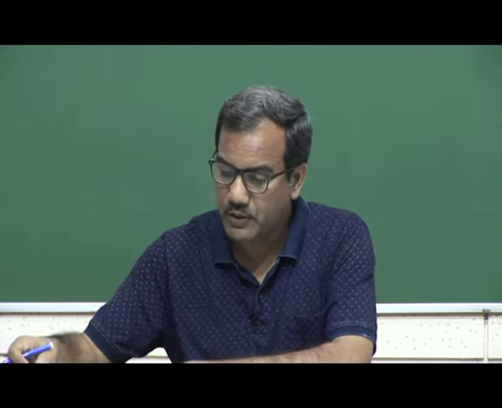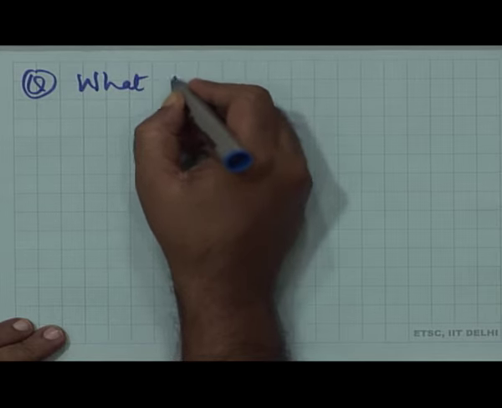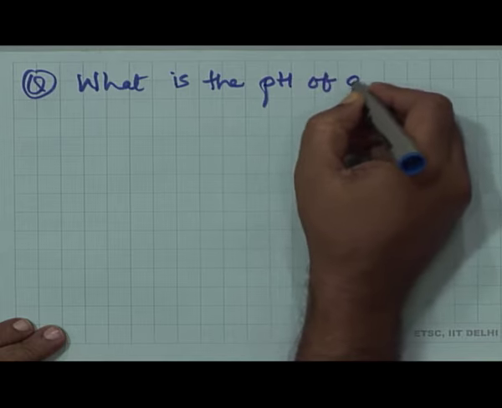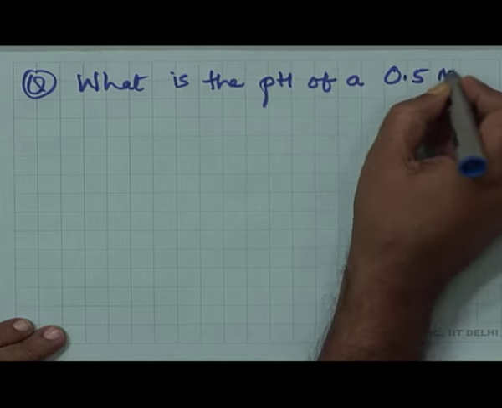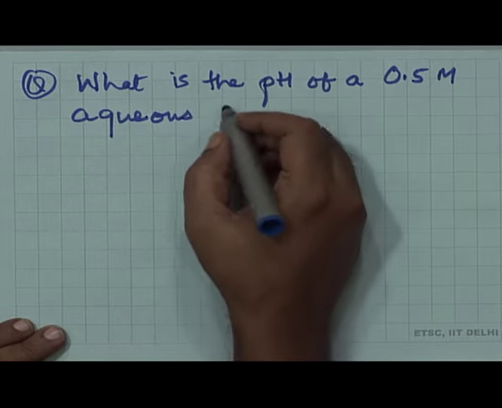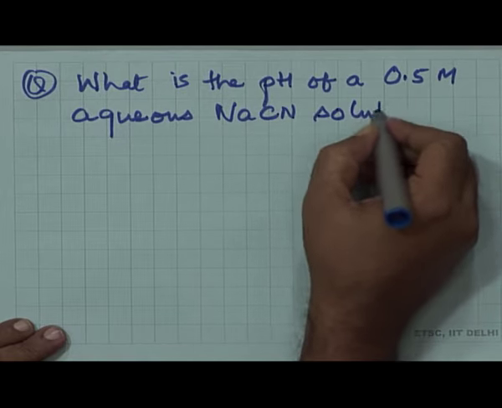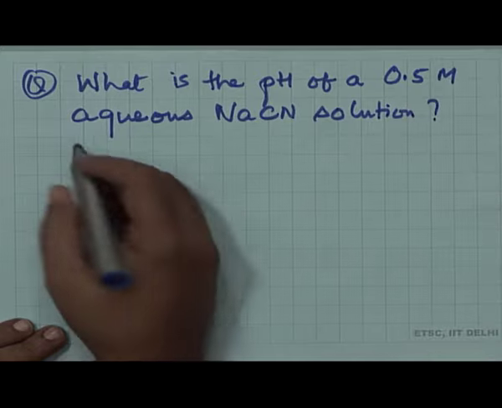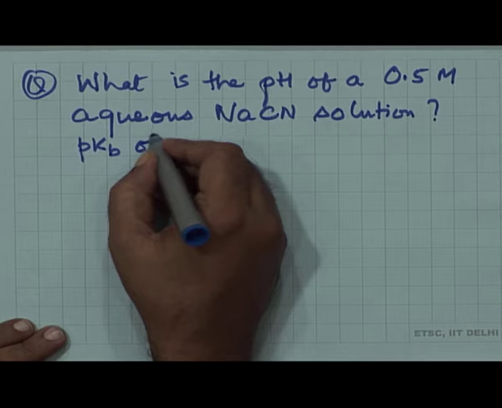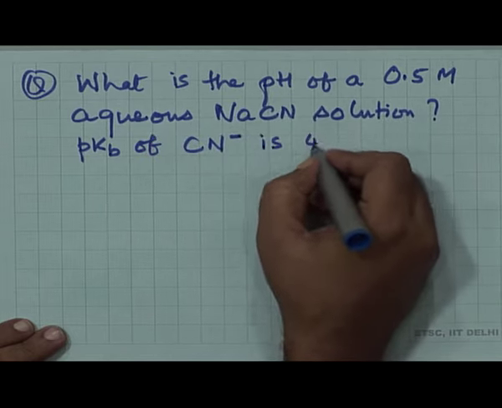Now, let us see this question. What is the pH of a 0.5 molar aqueous NaCN solution, and for this pKb of CN minus is given, which is 4.70.